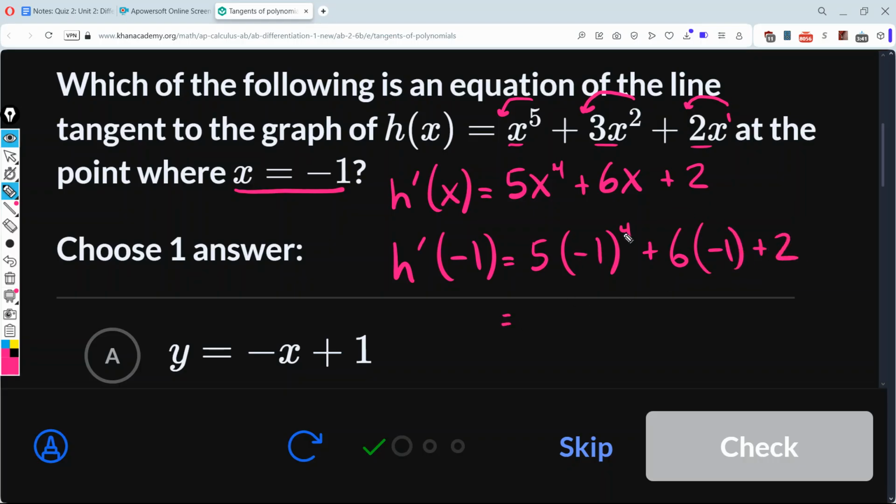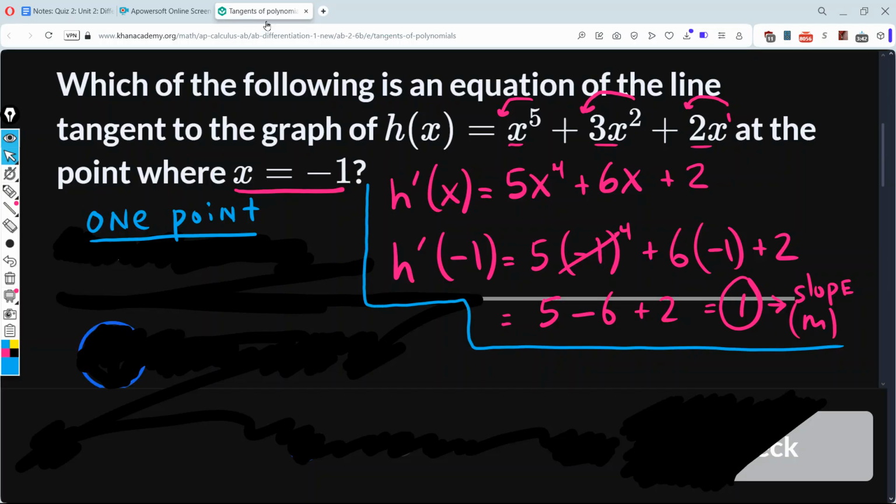-1 to the 4th, since it's an even exponent, this becomes +1, so it just cancels, basically. 5 times 1 is just 5. 6 times -1 is -6, plus 2. 5 minus 6 is -1, plus 2 is +1. That right there, that's your slope. In a line equation, that's your slope. The letter is m. So we got that out of the way.